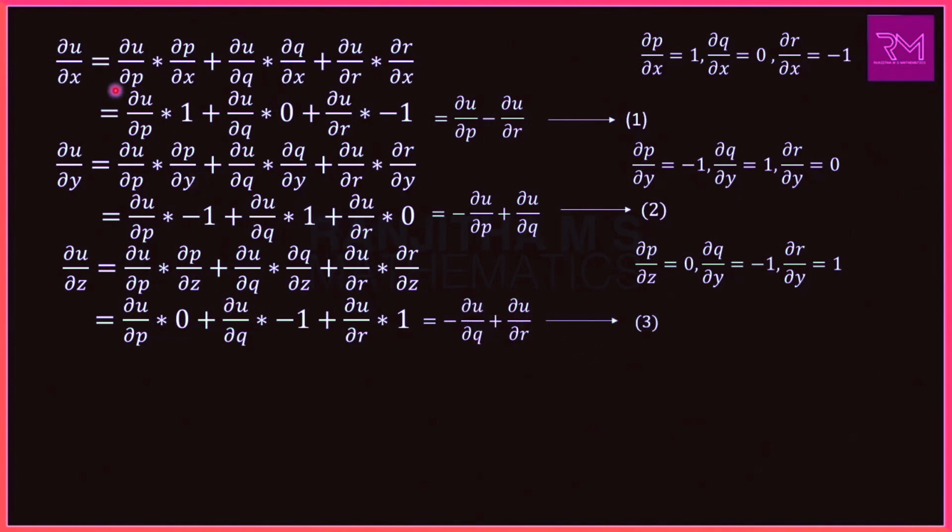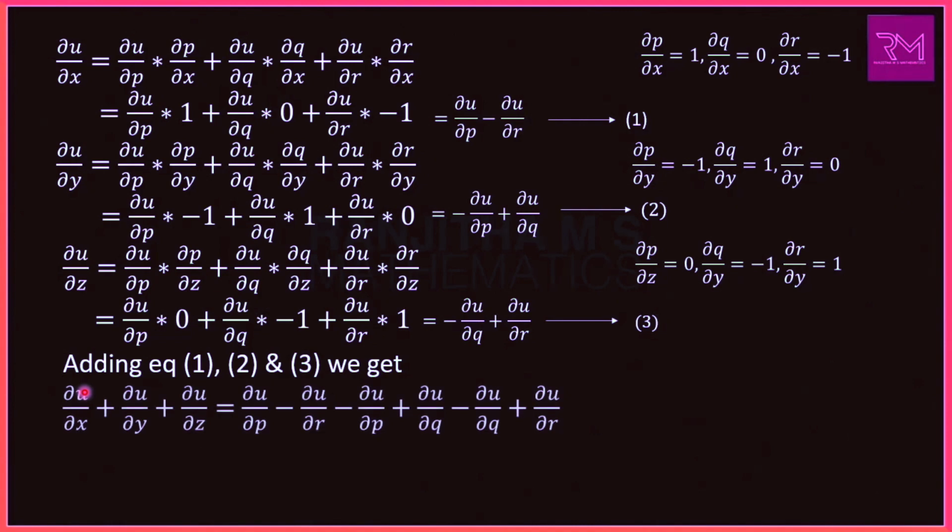After obtaining ∂u/∂x, ∂u/∂y, ∂u/∂z, we have to add the terms. Adding equations 1, 2, 3, we get the value as ∂u/∂x plus ∂u/∂y plus ∂u/∂z, which is equal to, substituting all these values, ∂u/∂p minus ∂u/∂r plus minus ∂u/∂p plus ∂u/∂q plus minus ∂u/∂q plus ∂u/∂r.